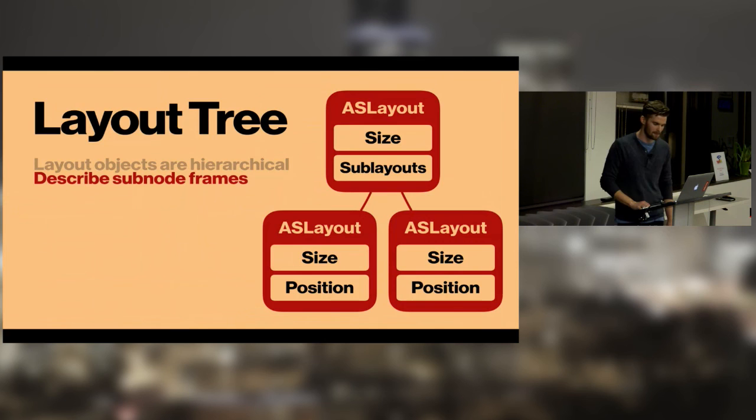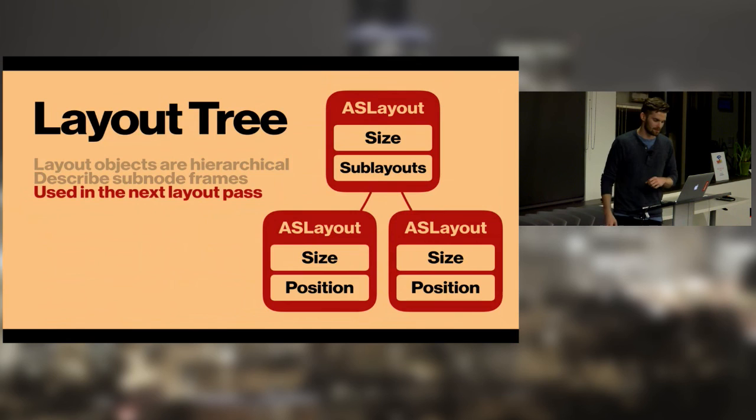So if we just think about display nodes, that means we can recursively walk this layout spec tree that you've returned in layoutSpecThatFits and end up creating a tree that describes the size and position of all the subnodes within the node. Since we cache the layout object at the measure pass, with this extra information about the subnodes, we can automatically set the frames of every subnode in future layout passes.